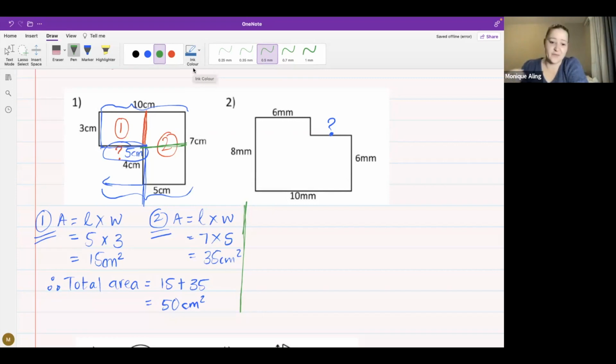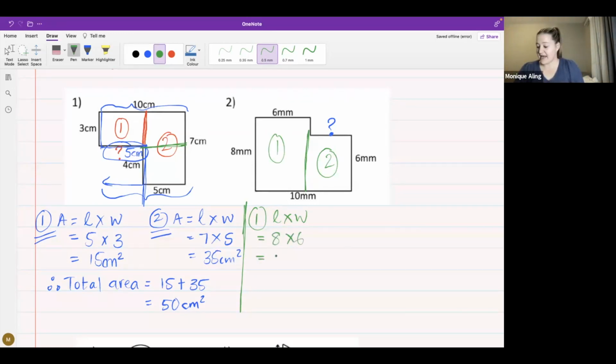All right. So it pops out to me, I would split it up this way. So I've got 1 rectangle here, 1 rectangle over here. So my working out for rectangle 1 is length times width or length times breadth. My length is 8 times 6, which gives you 48 millimeters squared.